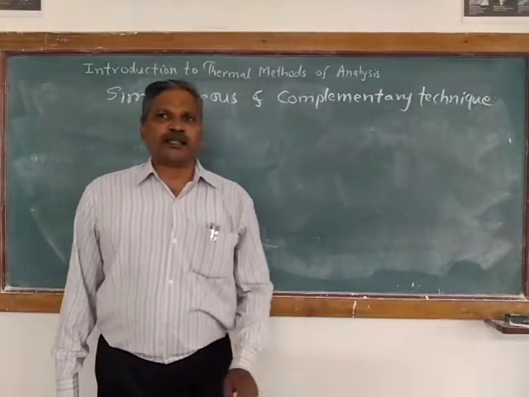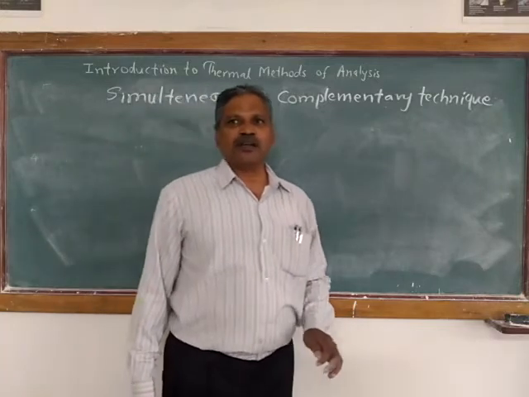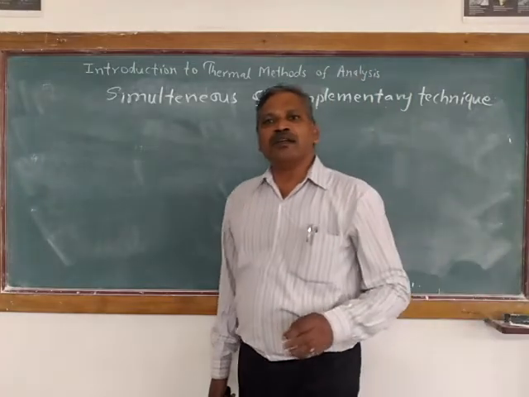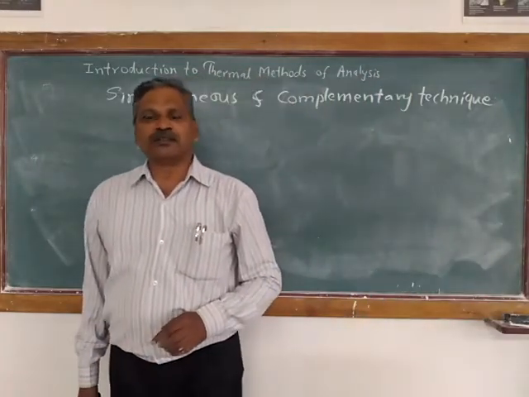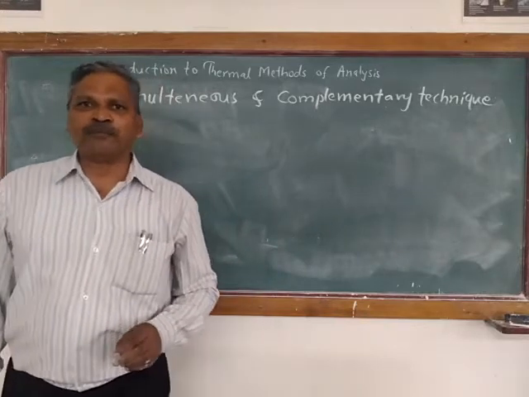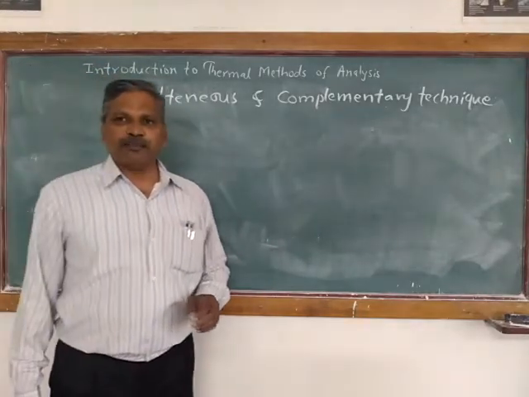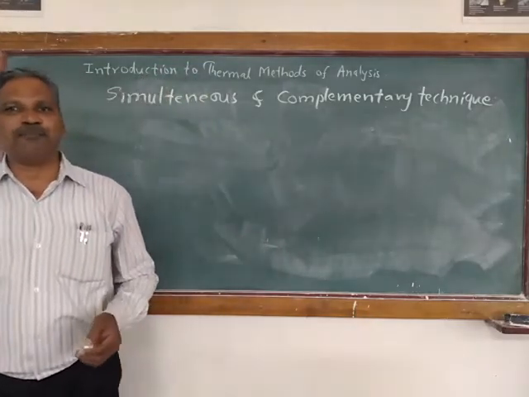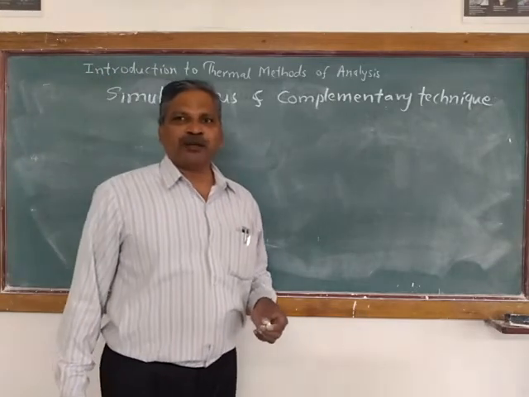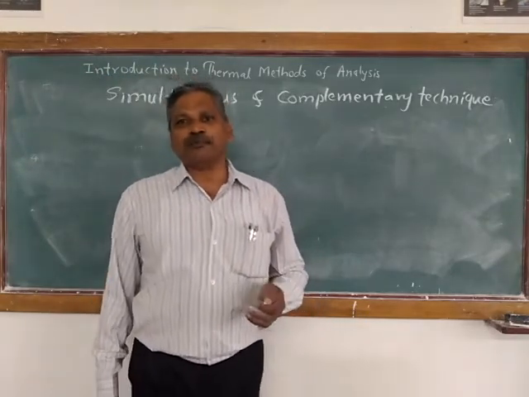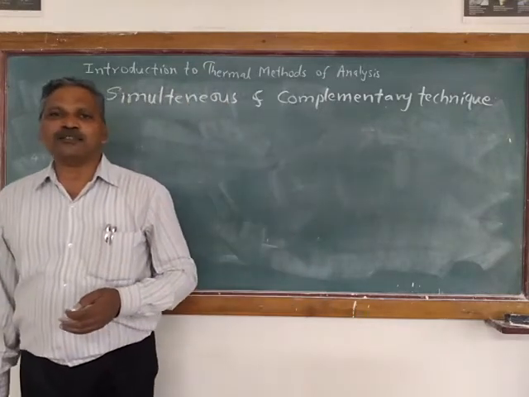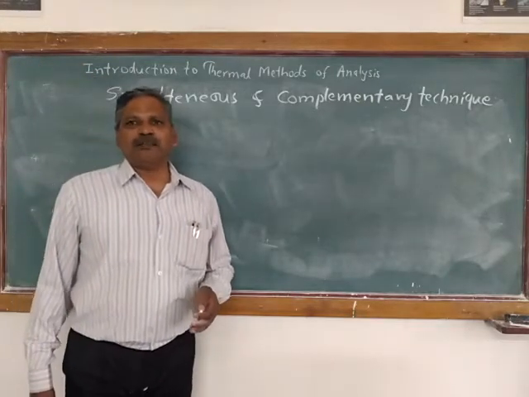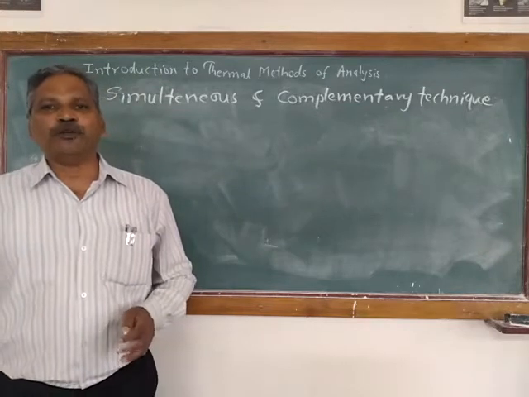If the two techniques are performed on different samples or at very different times, then the methods are referred to as complementary methods. For example, if a DTA experiment is done on one sample of the polymer and a TG experiment is done on a second sample of the same polymer. That means the material is the same, but we have two samples of it, and one sample is analyzed by the DTA technique and the other by the TG experiment. Then the techniques are said to be complementary to each other.